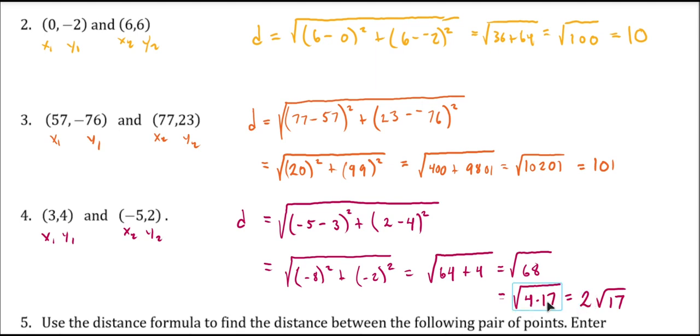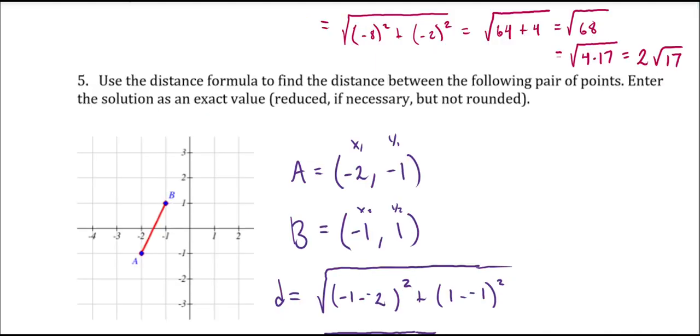The other number is 17, which is prime, and so we just write square root of 68 as 2 square roots of 17. Here we're asked to find a distance based on a graph, but really all we need to do is determine what are the endpoints to A and B. So A is going to be the coordinate -2, -1. B is going to be the coordinate -1, +1.